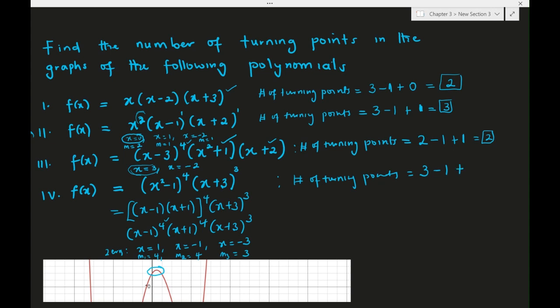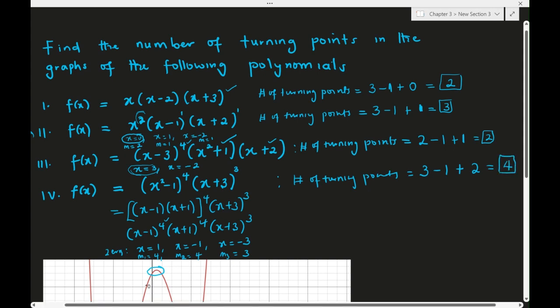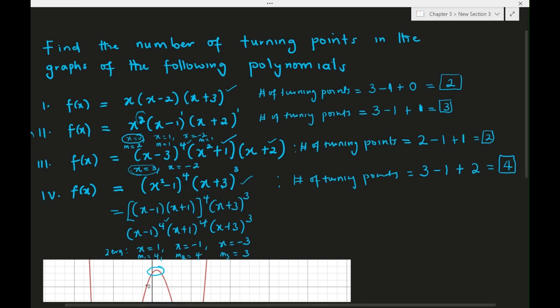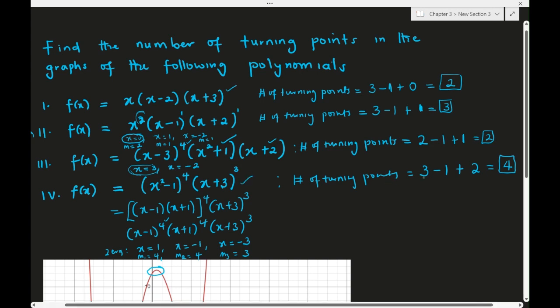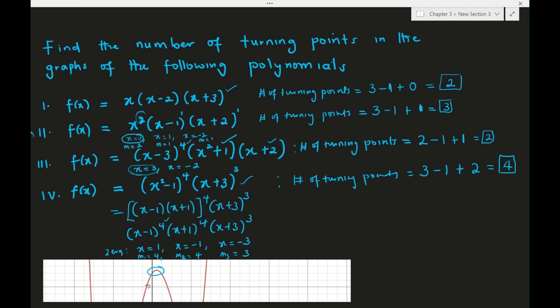Then plus, out of the real zeros, how many of them have even multiplicity? So here you can see we have two of them, because x equals 1 has an even multiplicity and x equals minus 1 also has an even multiplicity. So it means we have plus what? Plus 2. And what is this going to give us? 4. So it means if you plot the graph of this polynomial, we should have 4 turning points.